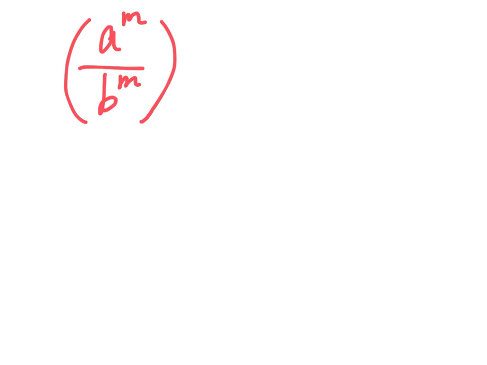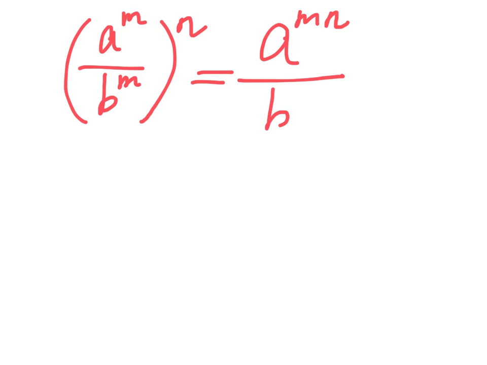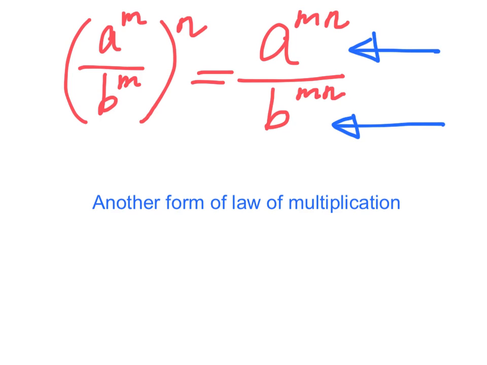The index law of multiplication can be displayed in another way. That's in terms of fractions. As you can see, a to the power m over b to the power m, and the whole part under the bracket to the power n, will become a to the power mn over b to the power mn. That means the law of multiplication can be done separately on the numerator and on the denominator.